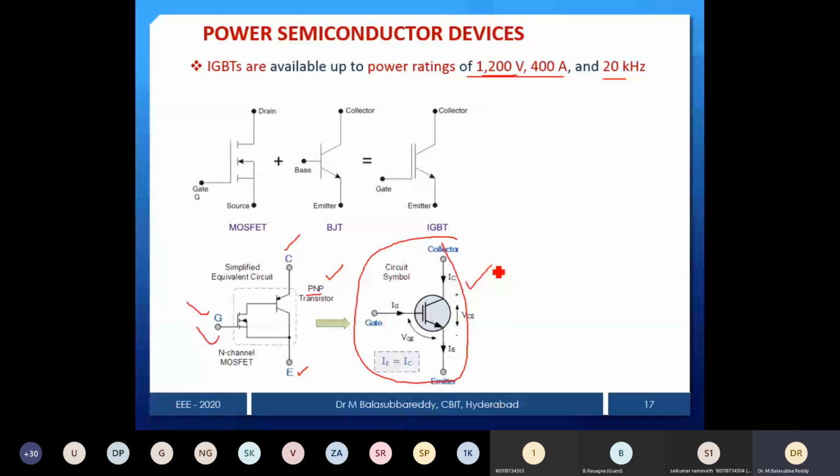This is a latest device, but there are still many newer devices. MCTs will be there, GTOs will be there, like that. Many devices are there at the moment. For your course, up to IGBT is there, and we will see that.